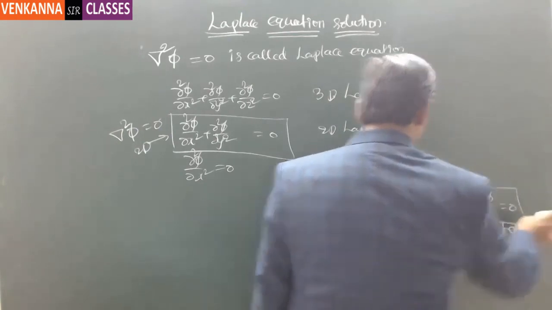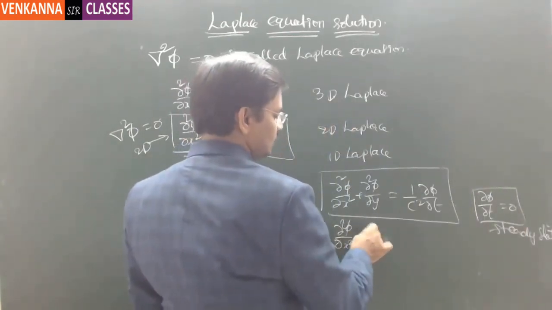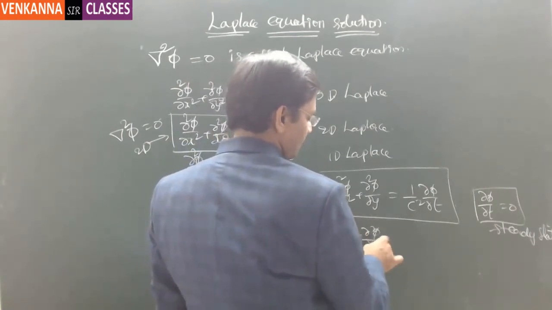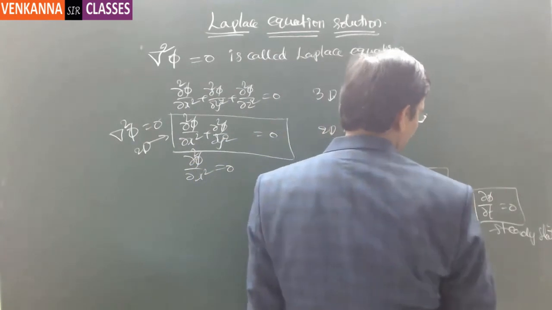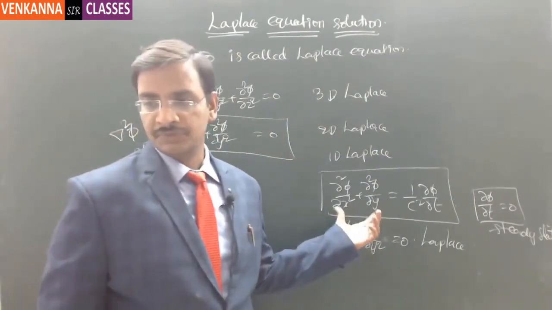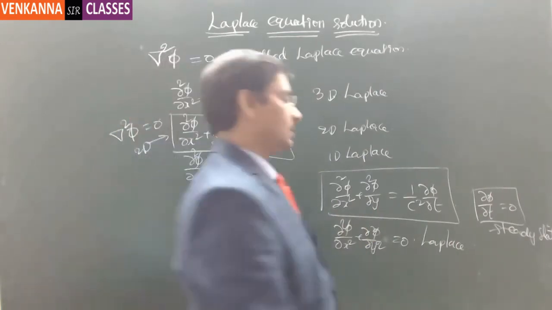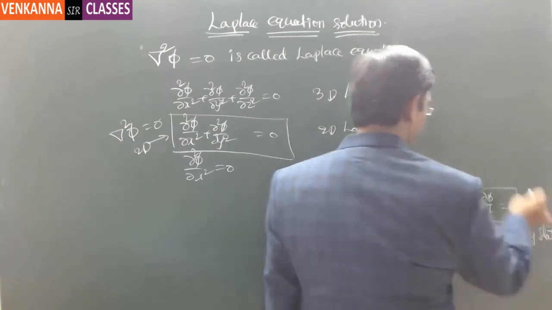Now in that case, this equation becomes dou square phi by dou x square plus dou square phi by dou y square equal to 0. Which is nothing but the Laplace equation, which is an application of the analysis of the heat under the steady state condition in two dimensions. Got it or not? So this is the Laplace equation. Now actually we are going to solve this. So this is one of the applications.